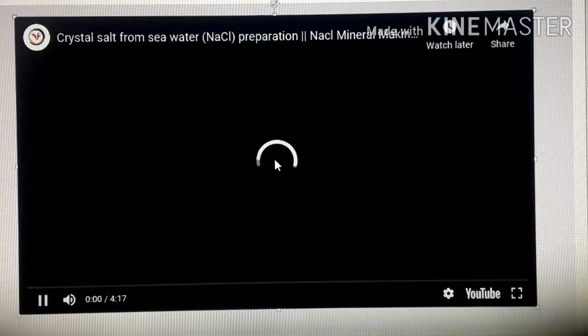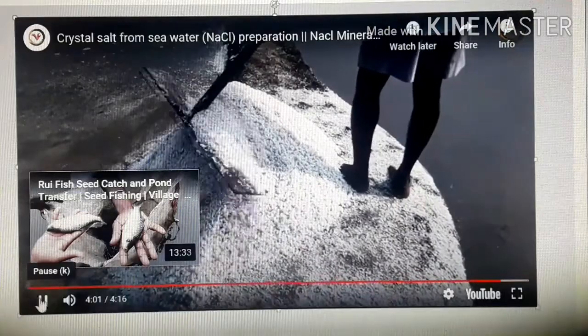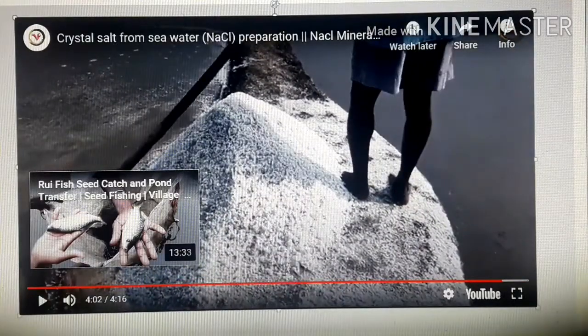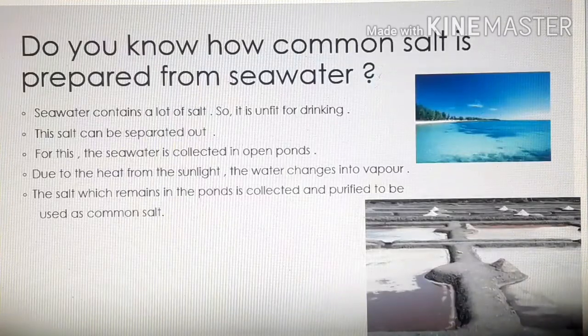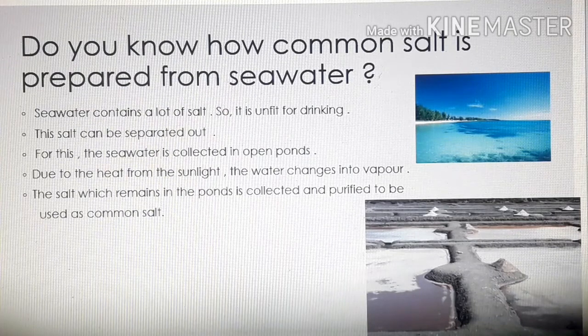Now watch how the salt is collected, children. How it is separated. Clear, children? So this is how salt is collected. Now children, is it clear to you how common salt is prepared? After collecting, this salt goes for purification. This salt is purified, okay? Then it is used as common salt.